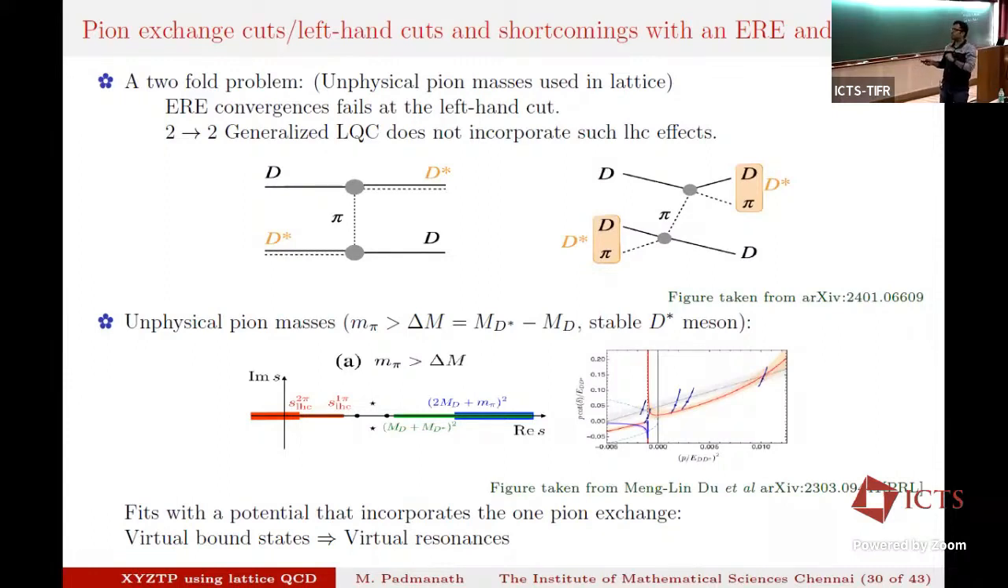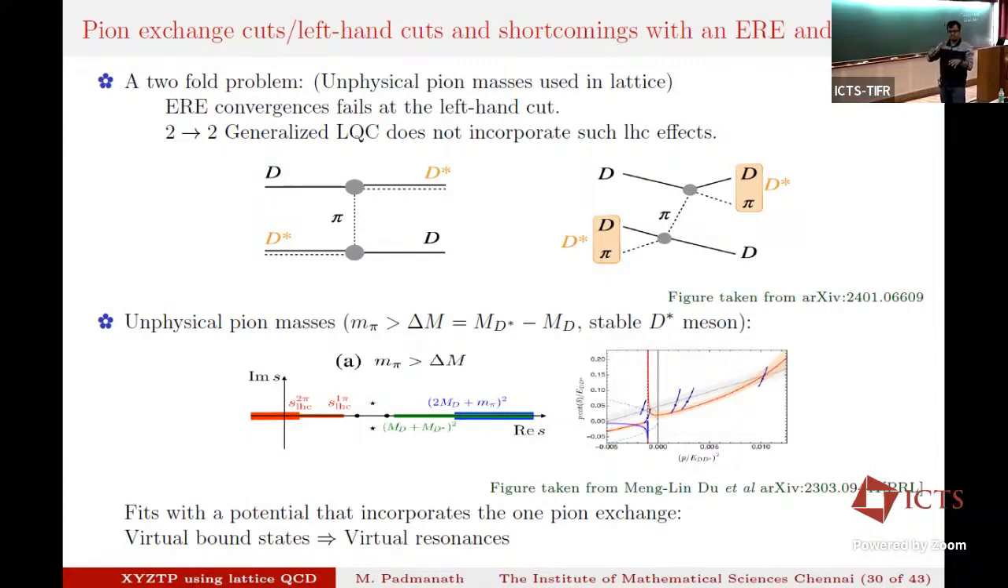I will get into the problem in a second. So the problem is exactly this. There are two things that we consider here. One is an effective range approximation: we parameterize the energy dependence of the scattering amplitude with the effective range approximation. We also consider the analysis only with a two-particle to two-particle system, which leads to Lüscher's quantization condition, which doesn't incorporate what is called the LHC effect, or left-hand cut effects. This is related to pion exchange, because both of these assumptions don't include a third particle.